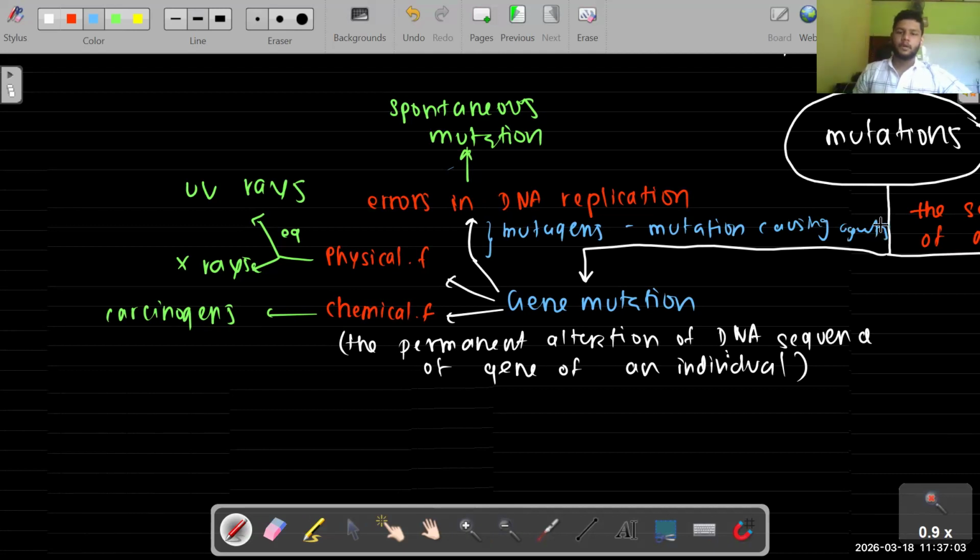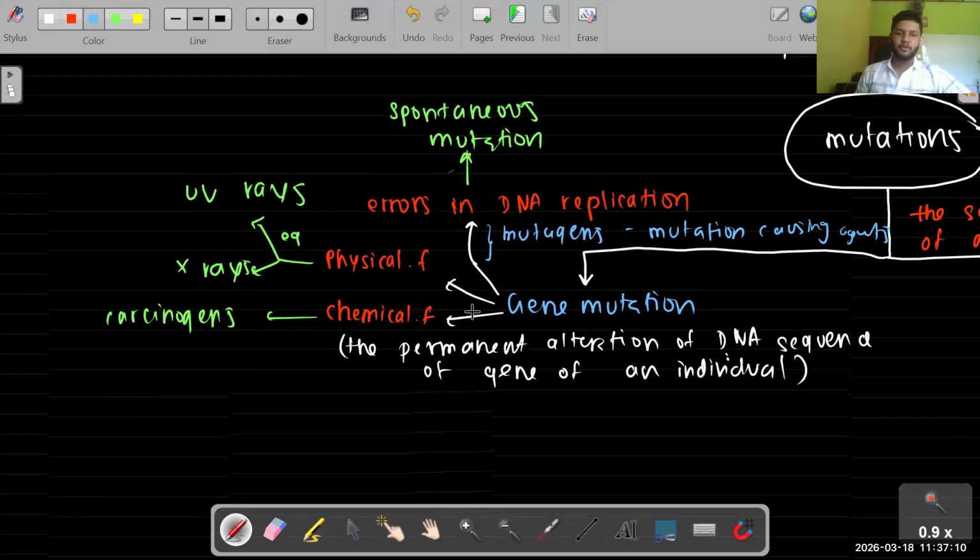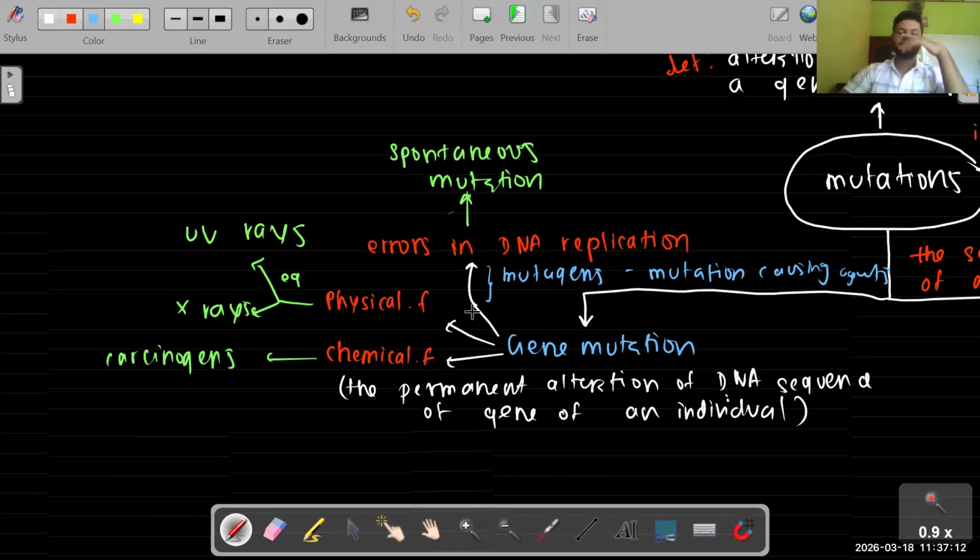Right? These mutations mean all three are causing agents for mutation, yeah? Right. Until this portion, is it clear? Are there any doubts?